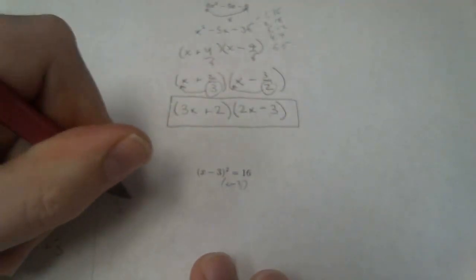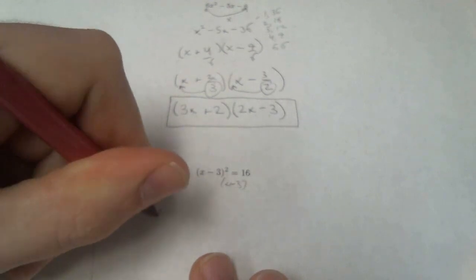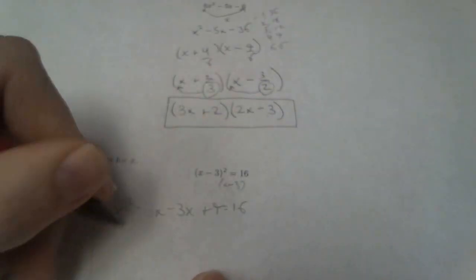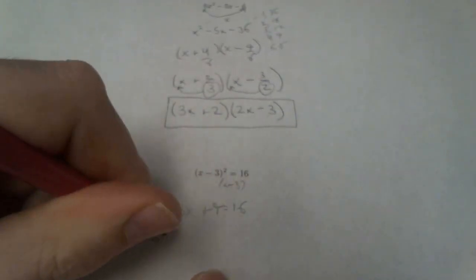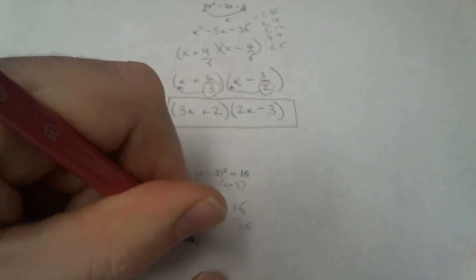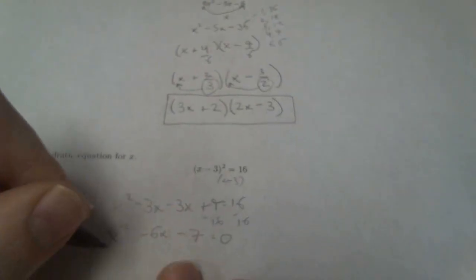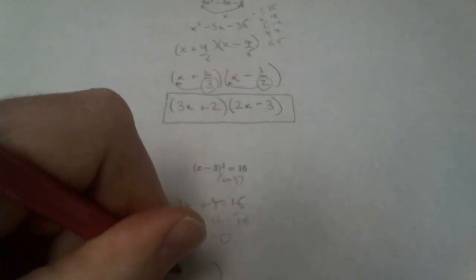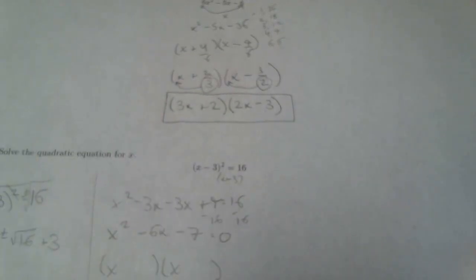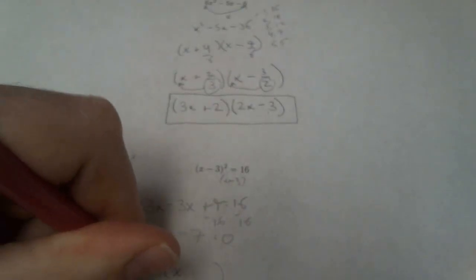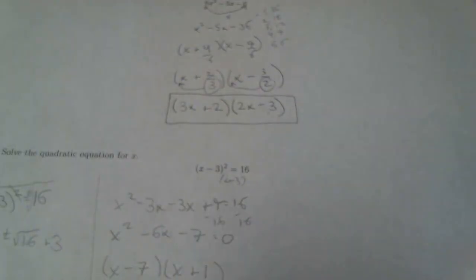So when we take x minus 3 times x minus 3, so you have x squared minus 3x minus 3x plus 9 equals 16. So you have x squared minus 6x. And then we can subtract a 16 from each side. Minus 7 equals 0. And then we can factor this expression here. So to do that, we're looking for two things that multiply together to give me negative 7 and add together to get negative 6. So that's going to be negative 7 and positive 1.